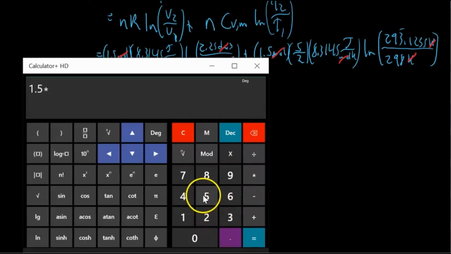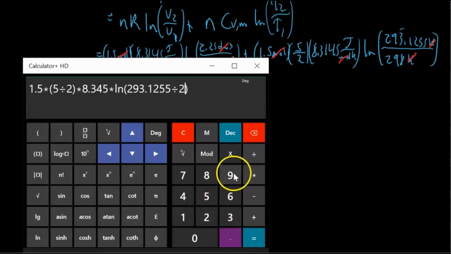1.5 times, I better put brackets here. I don't trust this calculator. I'm sure it's fine. I should test it actually. 8.3145 times ln of 293 plus a bunch of stuff that doesn't really matter, divided by 298, close brackets. I think that looks good now.